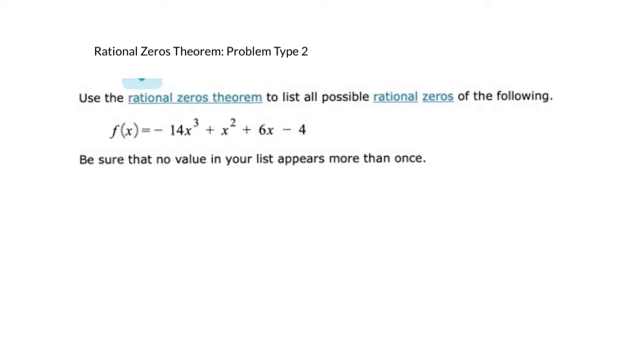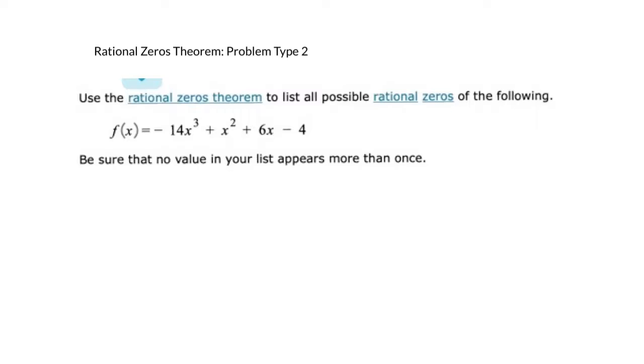I'm going to be doing a problem on rational zeros theorem, problem type 2. Use the rational zeros theorem to list all possible rational zeros of the following function: f of x equals negative 14x cubed plus x squared plus 6x minus 4. Be sure that no value in your list appears more than once.